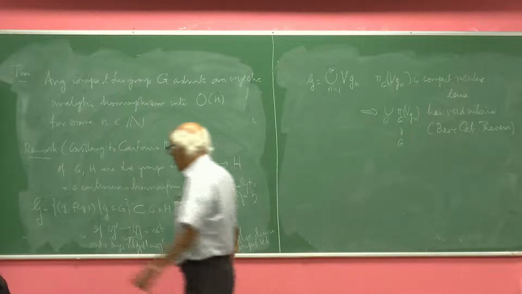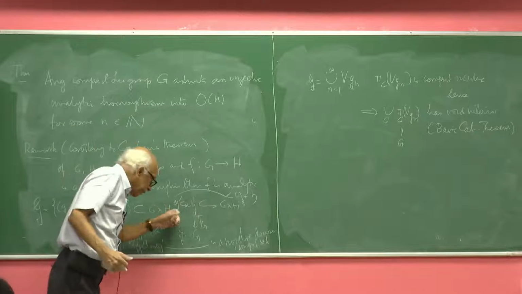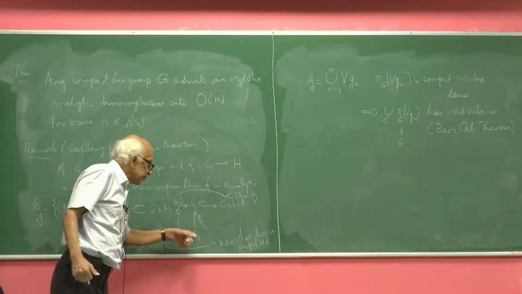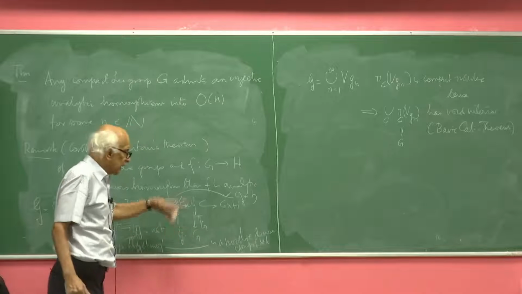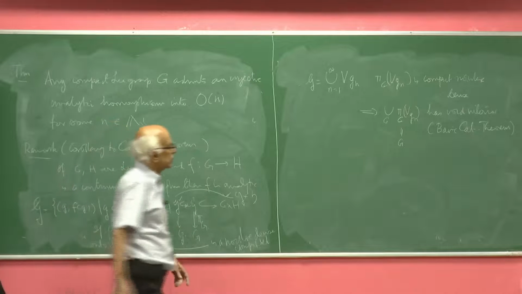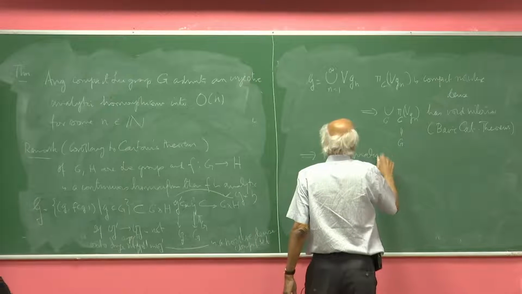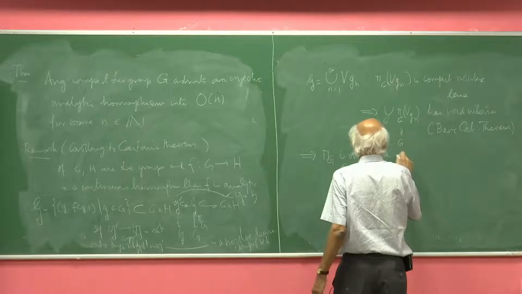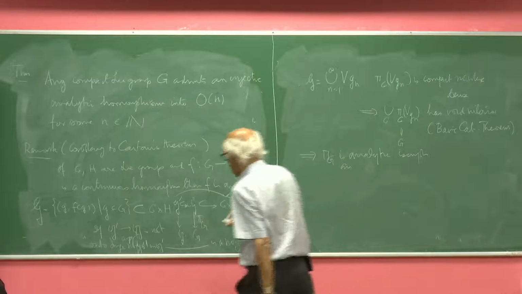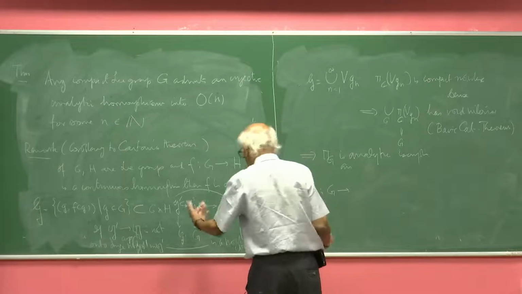So if the mapping is not of maximal rank, it cannot be. The mapping has to be of maximal rank, which means the differential is surjective, which automatically means it's injective as well. And therefore the differential is an isomorphism. Therefore it's an analytic isomorphism. All of this implies that pi_G is an analytic isomorphism. And what happens is this, so pi_G inverse from G to the graph is analytic.